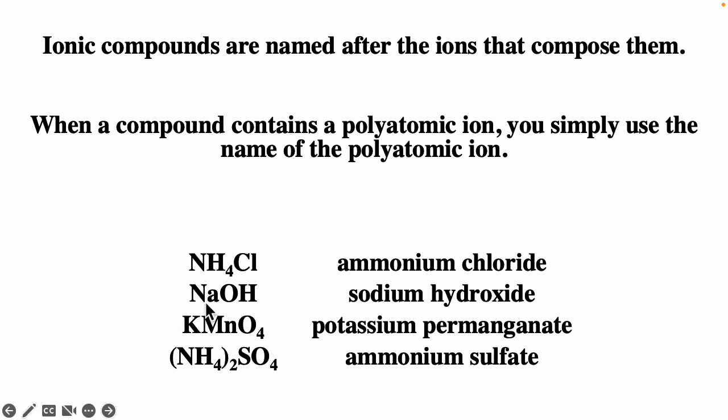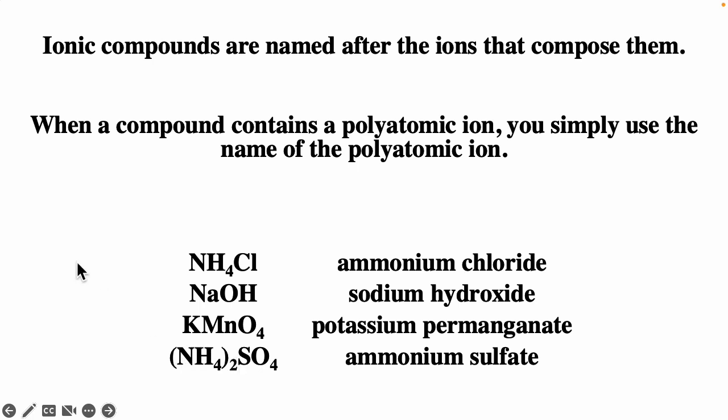Now, sometimes you're going to use what's referred to as a polyatomic ion. And so an ionic compound can be composed of a metal ion and a nonmetal ion. Could be composed of a polyatomic ion and a nonmetal ion, a metal ion and a polyatomic ion, or actually 2 polyatomic ions.